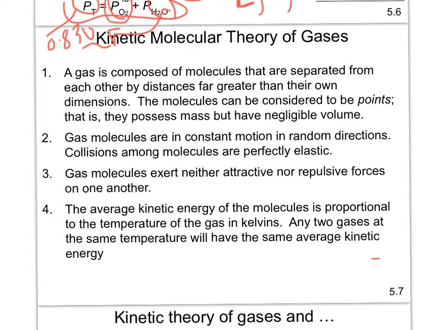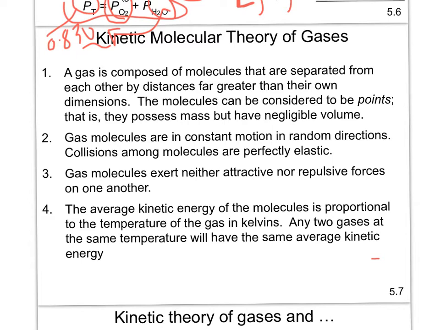So, a gas is composed of molecules that are separated from each other by distances far greater than their own dimensions. That is true. The molecules can be considered to be points. That is, they possess mass but have negligible volume. Most of the time, that's also true. Essentially, they're these volumeless points.